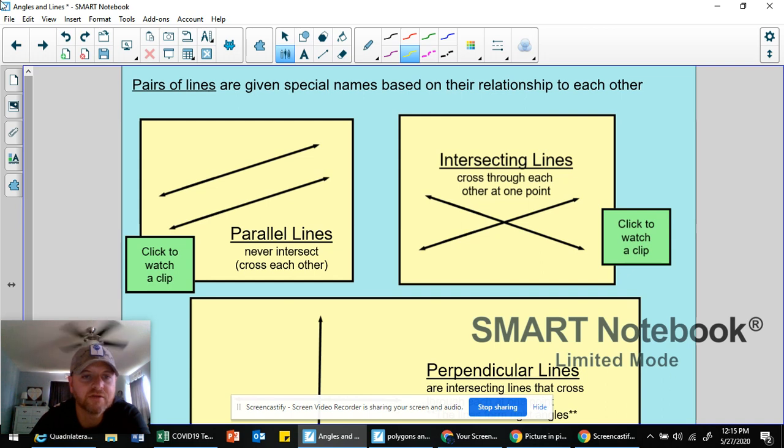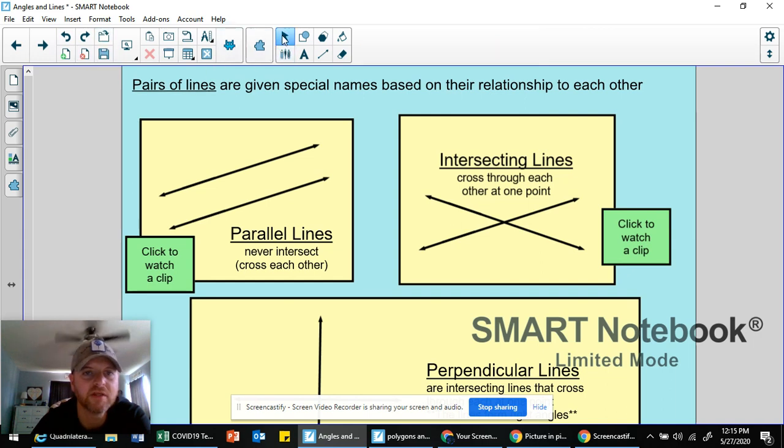So parallel lines, here's an example here. This line is parallel to this line. They never intersect or cross each other. So the word intersect means to touch or cross each other. So let's watch this quick video so that you can see some examples of parallel lines in everyday life.